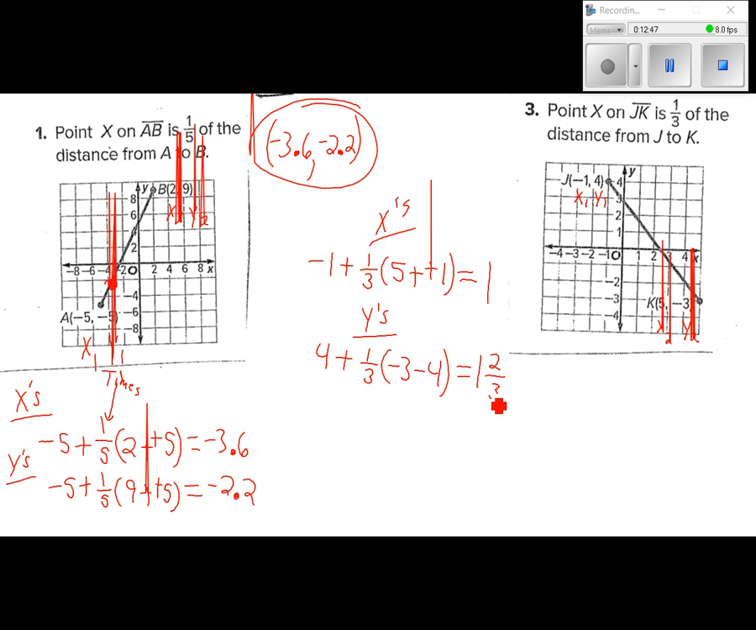What's our final answer here on number 3? Ignore that, I'm going to redraw it. What's our final answer on number 3? 1 is our x. 1 and 2/3 is our y. You didn't say it was a negative, was it? No. Alright. If I go out 1, up 1 and 2/3, it looks like it's about right there. Does that look like it's going to fall on our segment? Yeah.